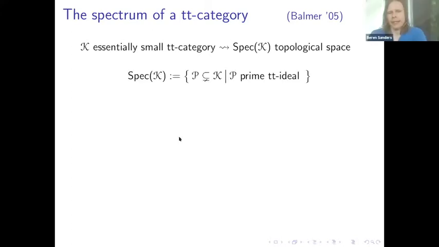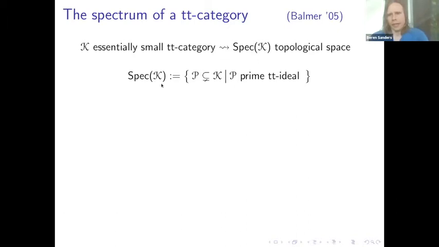And the way it's defined is, well, the points of the Balmer spectrum are the prime thick tensor ideals of your category. So it's defined in a way quite analogous to the prime ideal spectrum of a commutative ring, except you're dealing with a tensor triangulated category instead of a commutative ring. So the points are the prime ideals, and you can define a topology on it. So you get this topological space.